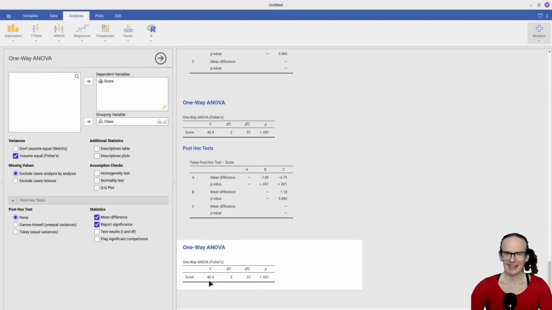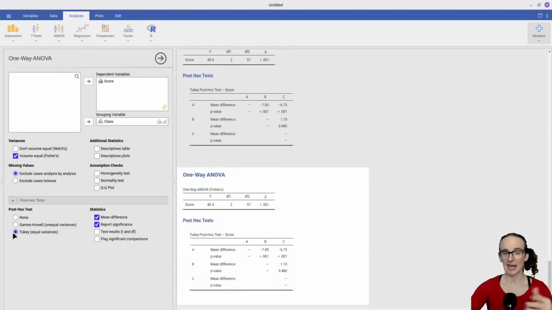Now, that's only a partial success, because it's one thing to know that a group is different, but we have no idea which group it is. Is it group A? Is it group B? Is it group C? So what we need to do now is something known as post hoc testing. What the post hoc testing does is it goes through and compares each group to every other group.